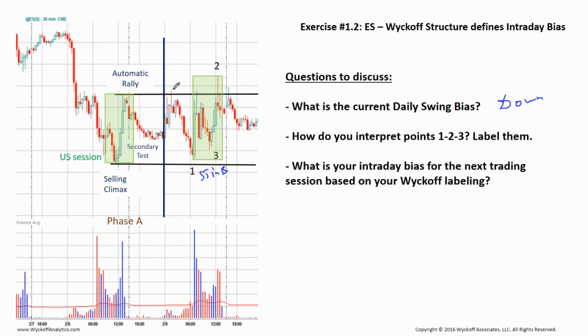How does this act? Goes up, goes back to the trading range. Yeah, I was wondering whether 2 could be phase C, but that would make phase B really small.